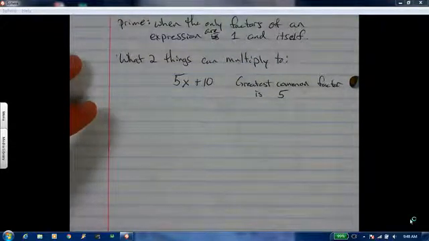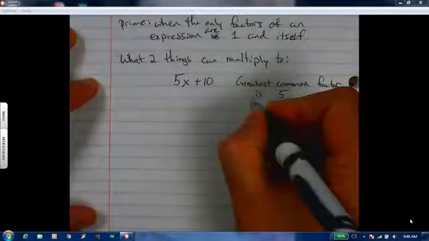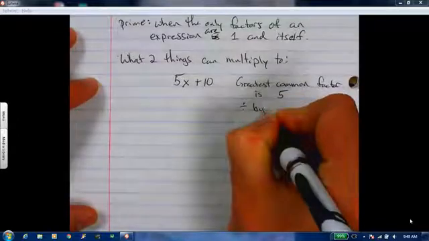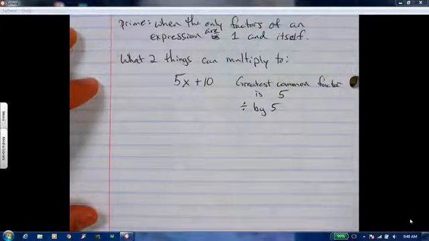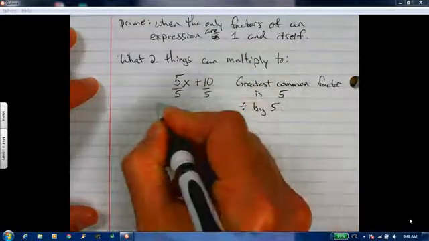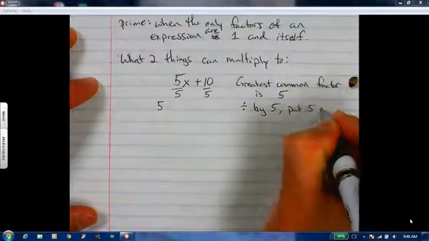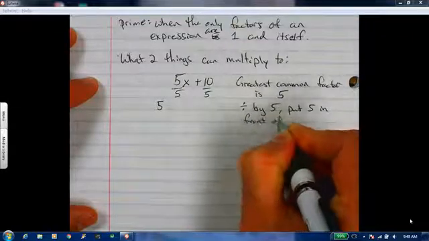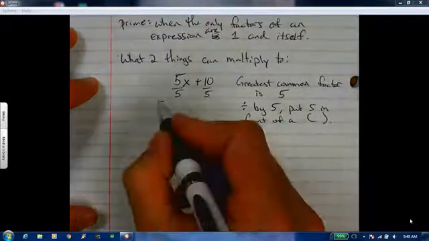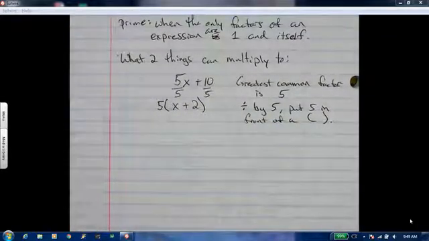Since factoring is basically the reverse of multiplication, what operation is the reverse of multiplication? Division. So we're going to divide by 5. So we divide everything by 5, and we get 5 out in front. We're going to put the 5 out in front, and we're going to put what's left inside. So we get 5 times x plus 2.